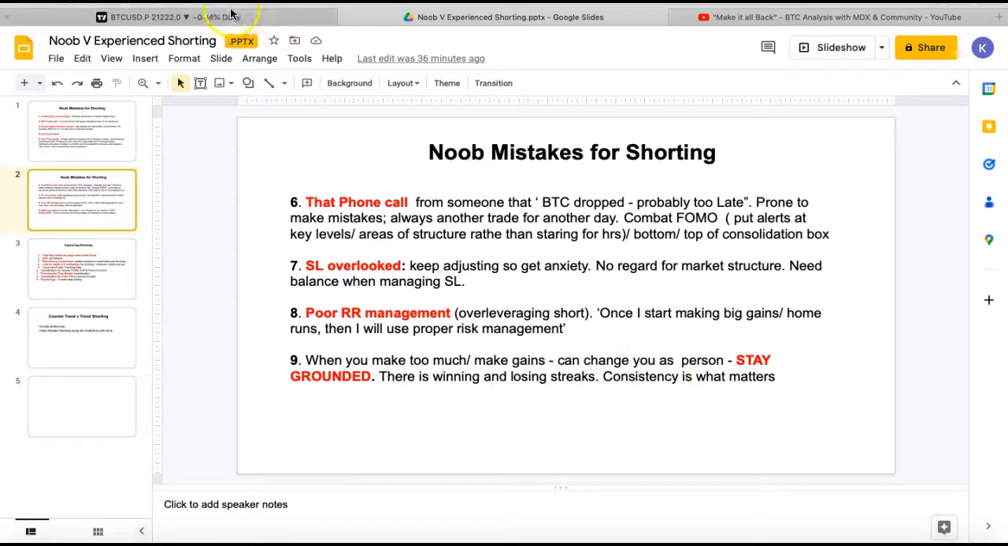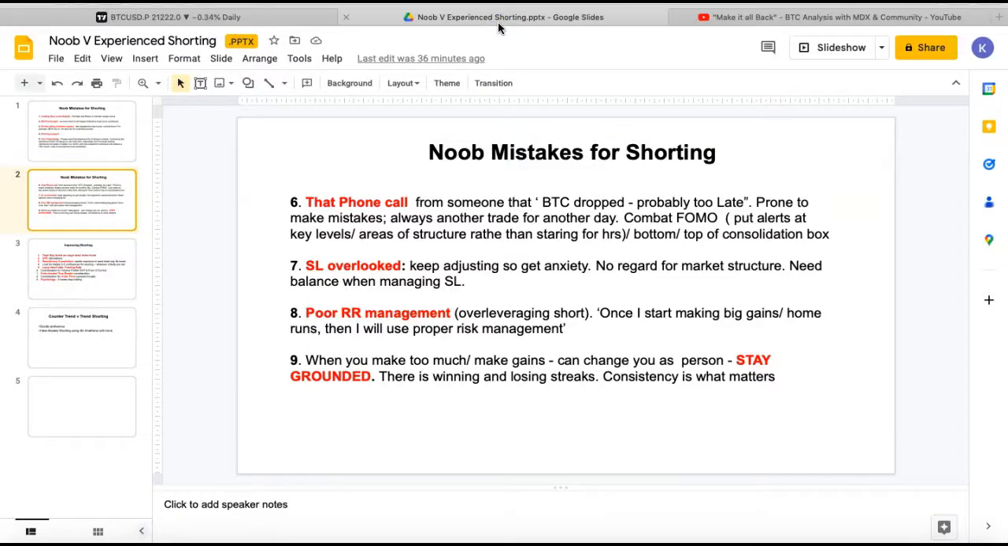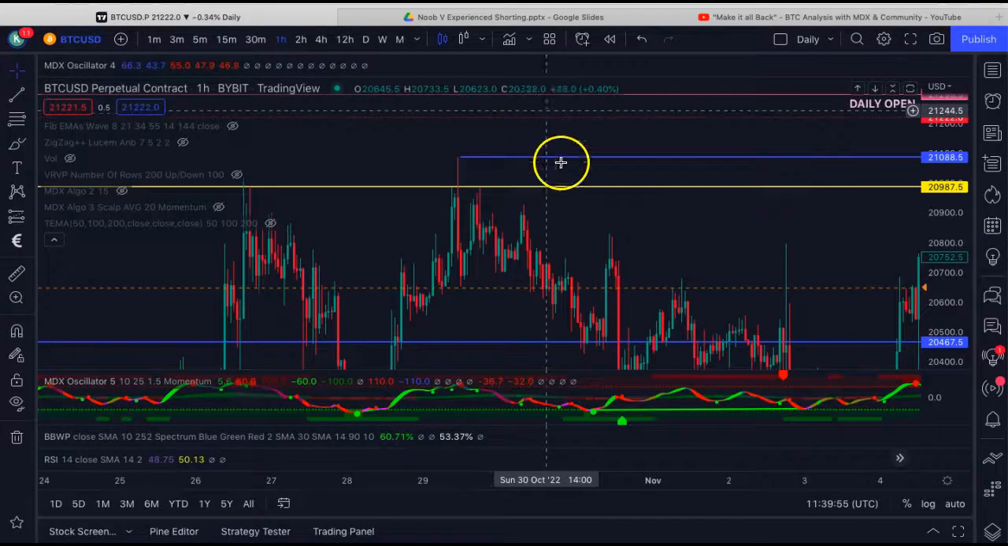And sometimes we short and we make huge gains and we just get overconfident. And this can change you as a person, especially if you've come from a 9-to-5 job and you see the screen and you see a huge amount of gains. But you need to realize that there's winning streaks and also losing streaks. And ultimately, it is the consistency that matters.